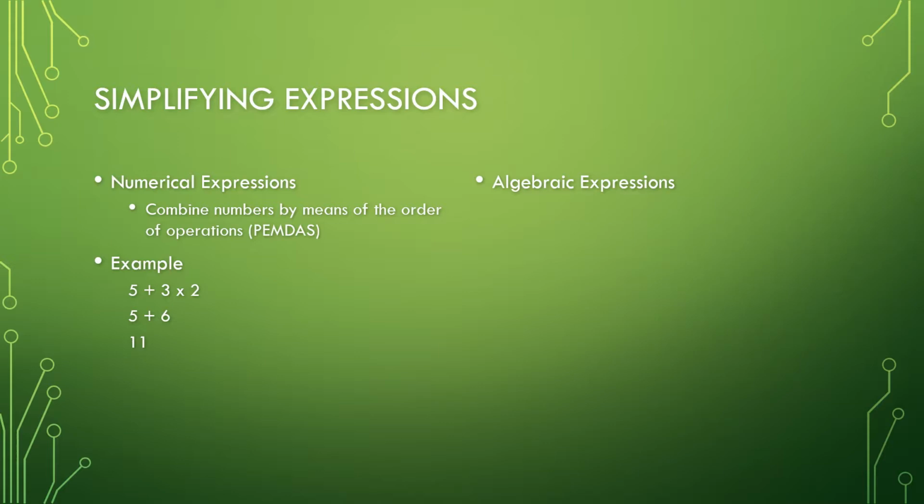For an algebraic expression, we need to think about the terms. And the terms are the single parts of an expression. If I look at 2x minus 8, for example, there are two terms. We have 2x and we have 8 that are separated by our subtraction.